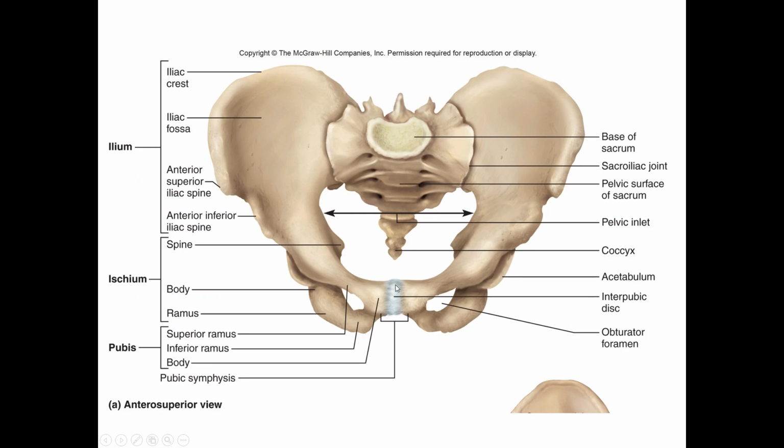So here the pubic symphysis is going to be a cartilaginous symphysis joint right through here. And that weakens quite a bit during pregnancy to allow the hips to spread apart and allow labor and delivery to occur. You also have the obturator foramen right there, the hole. And on the lateral side, you would see the acetabulum for the articulation of the femur.